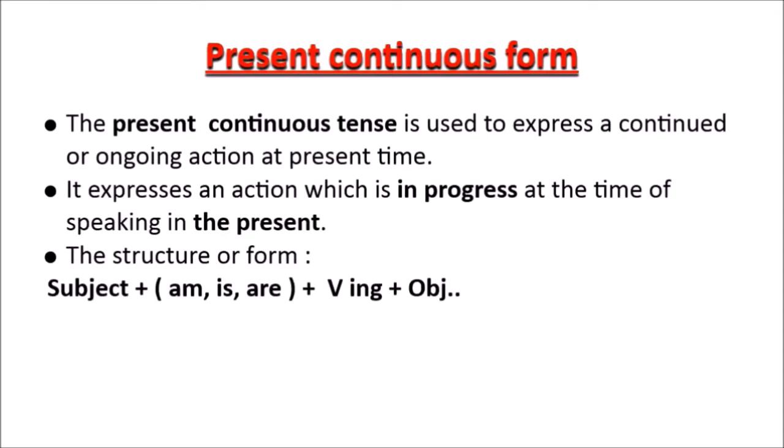Now we are moving on to the present continuous form. Look at the definition given there. Look at the first point: the present continuous tense is used to express a continued or ongoing action at present time. What they are trying to tell is that the present continuous tense is nothing but an action that is continued, or the ongoing action in the present time, or the action that is happening right now in a continuous process. Those actions come under which tense? Present continuous tense.